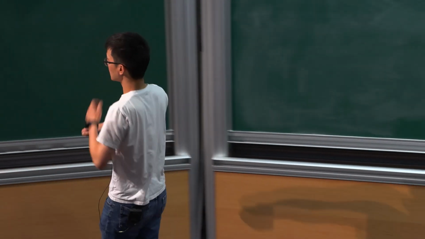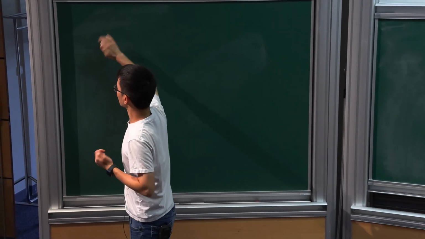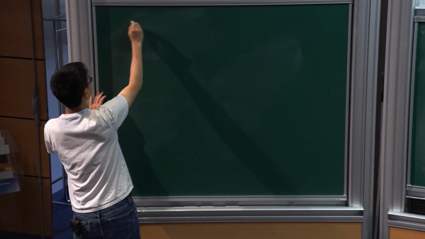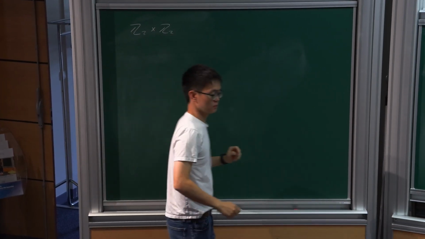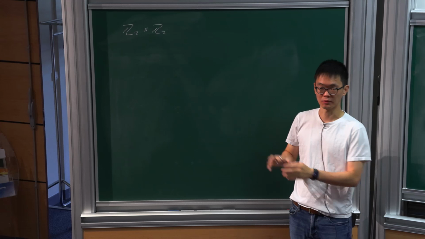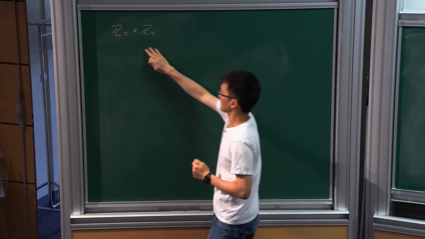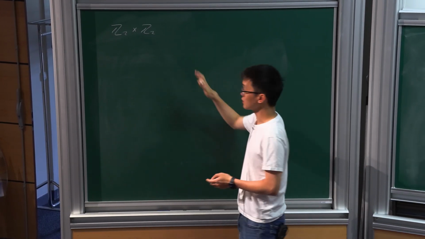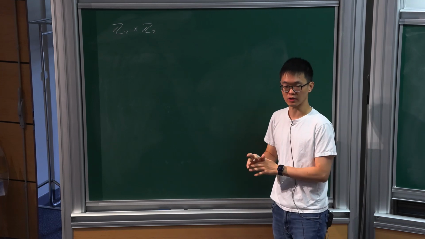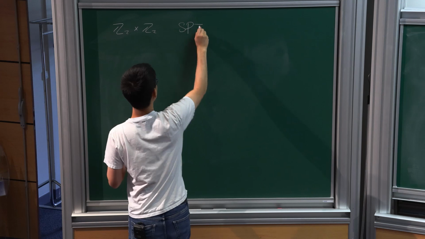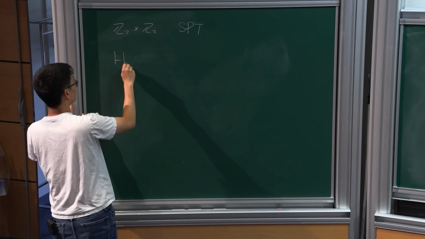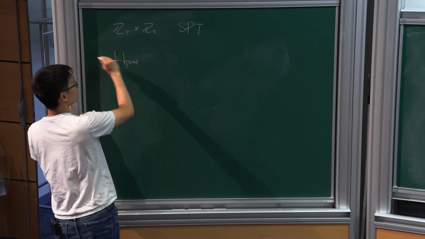All right, so yesterday we talked a little bit about the Z2 cross Z2 SPT as a preparation for the non-invertible SPT. So I want to set up the convention and the framework for ordinary SPT, and then it should be clear how to generalize it to non-invertible SPT. So last time we talked about two very trivial Hamiltonians.